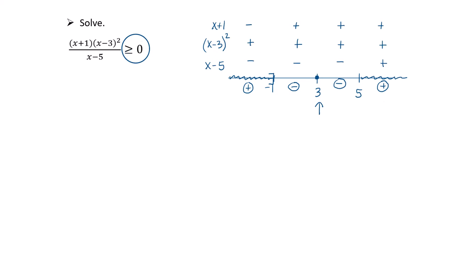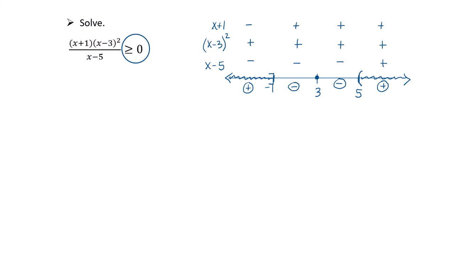Now let's try the last critical number, 5. I can see here, if I put a 5 in the denominator, it's going to cause division by 0. So I'm not going to include the 5 in my solution set. It's going to be like this, and of course with arrows on the ends like so.